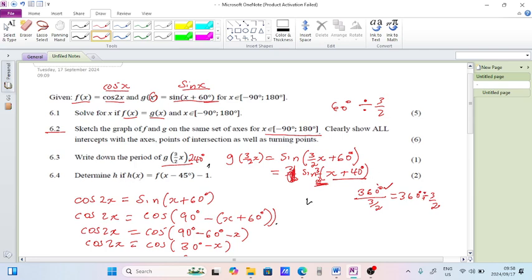Determine h of x. If h of x is what? F. Can you see f? It's a graph of sine, cos. Now let's apply this and see what we get. Because they want what? Determine h of x. They want the new graph, again. Now, let me erase this once.